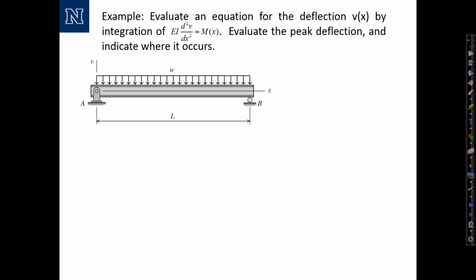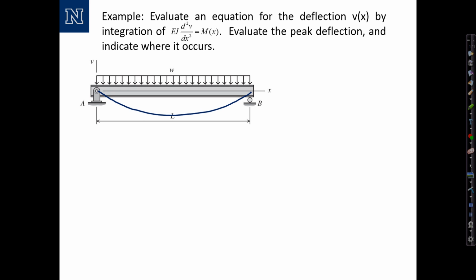I always like to start this problem by sketching the deflected shape. Here I'll do it right on the beam. Since the loading is symmetric, we have pin supports on the ends. We know the ends are going to rotate. A peak deflection will occur in the middle, and the deflected shape will look something like that.